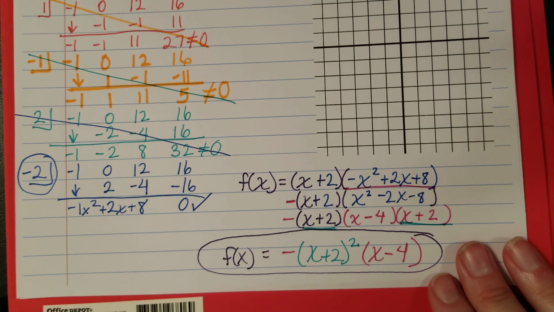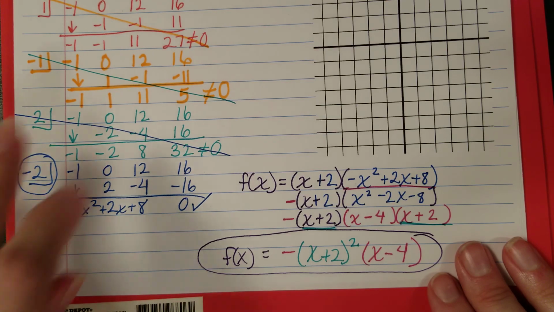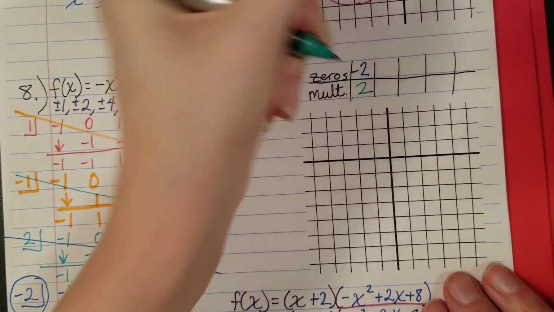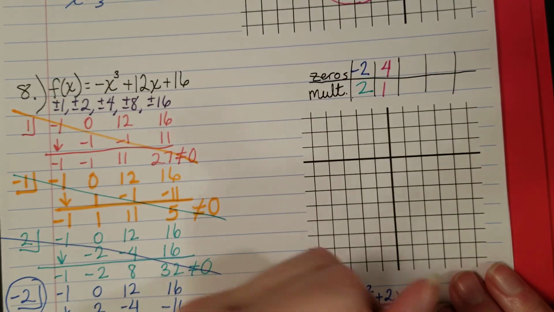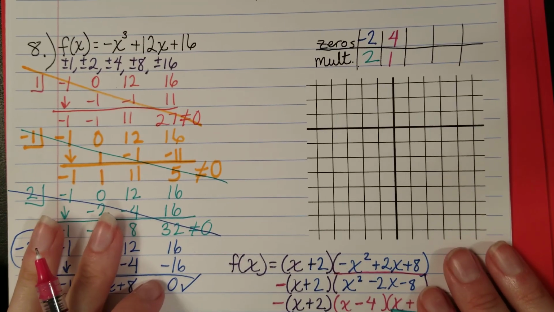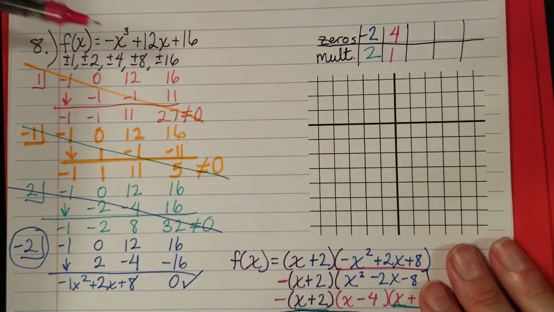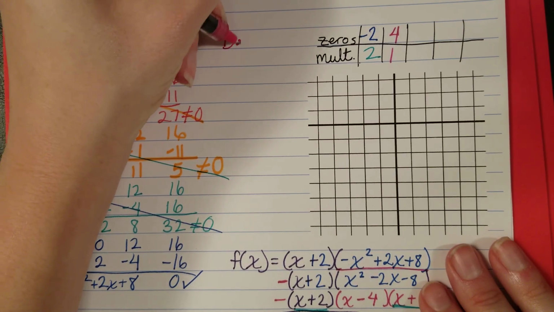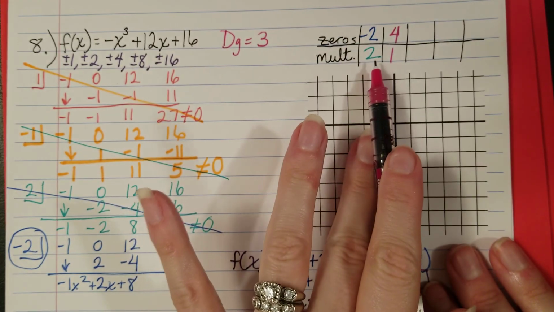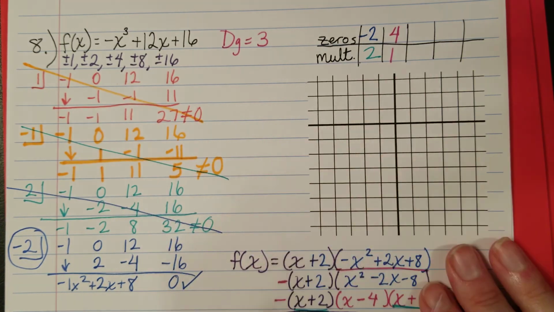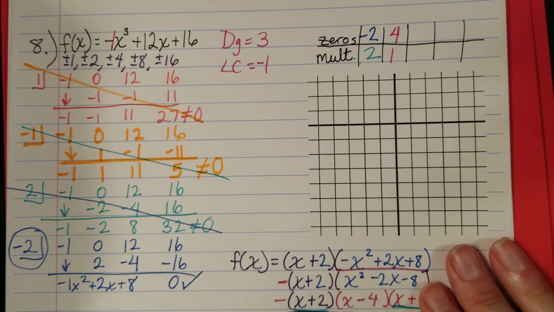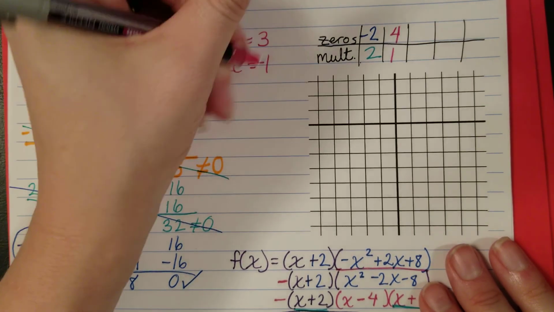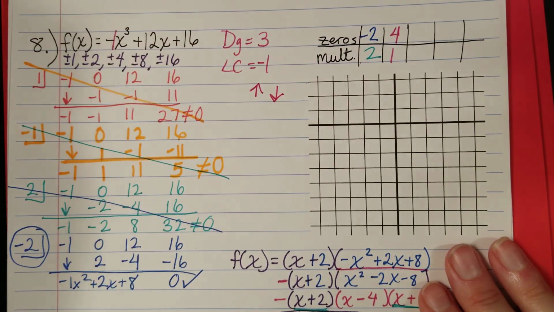So now I know that the multiplicity of that 0 at negative 2 is actually 2. And then I have another 0 at 4 with a multiplicity of 1. I know just from looking here that my degree is 3, which lines up with the sum of these being 3, and my leading coefficient is negative 1. So opposite arrows, that's going to be up, then down. That's going to be my arrows.